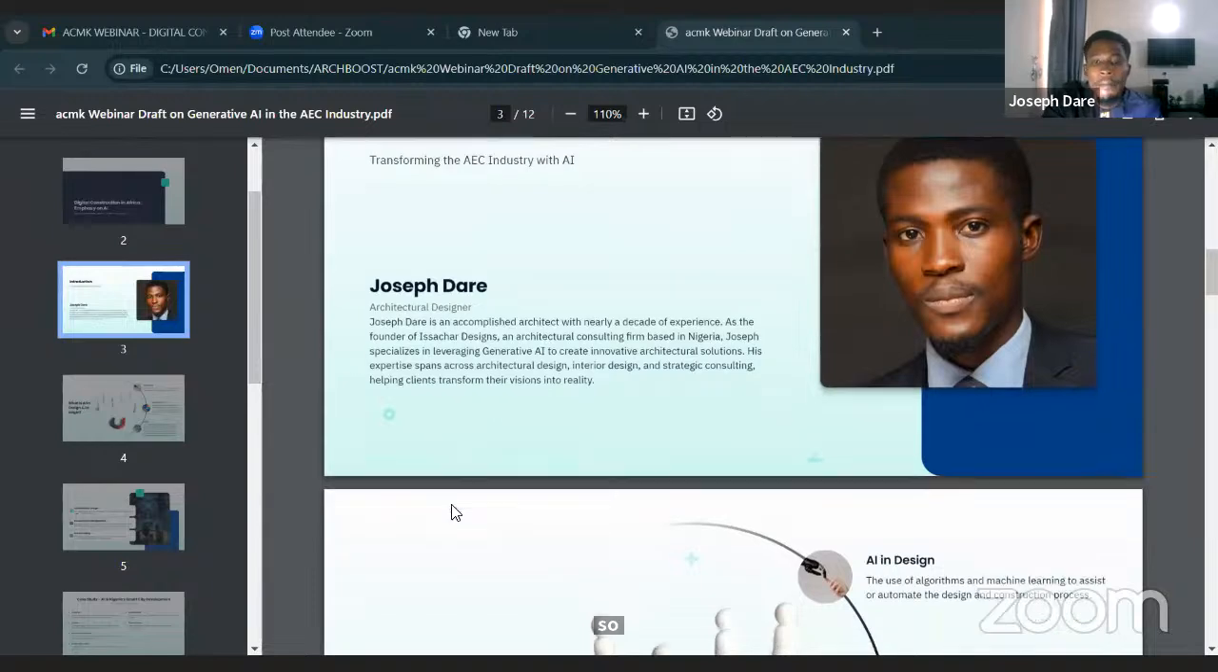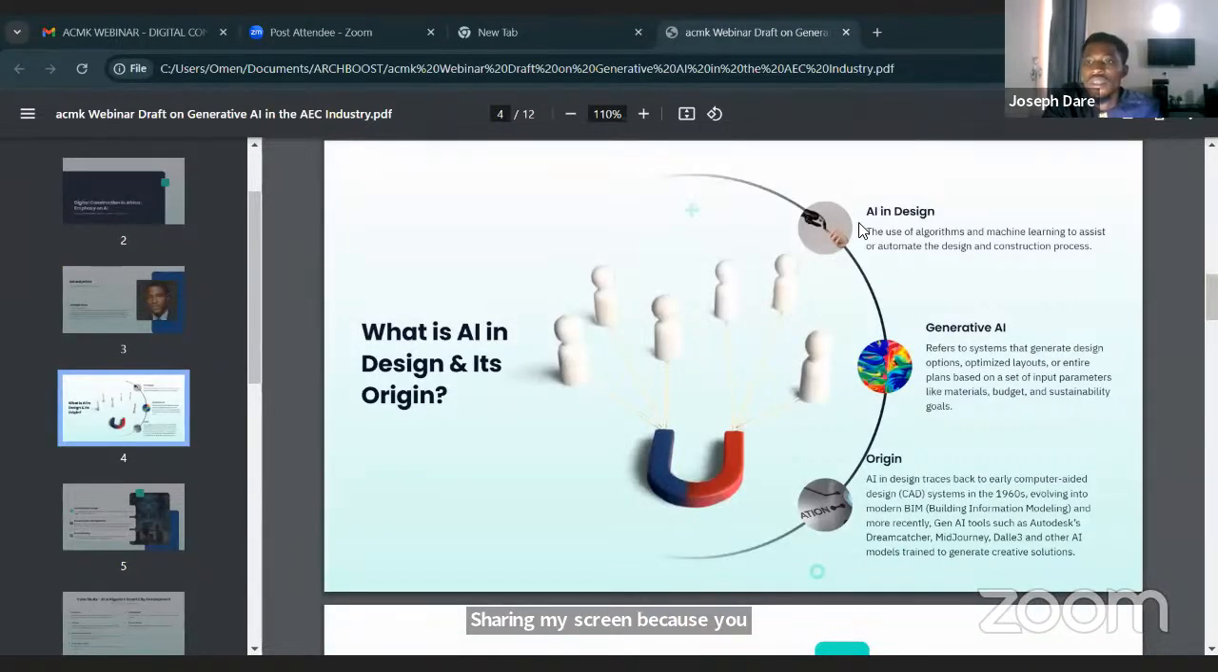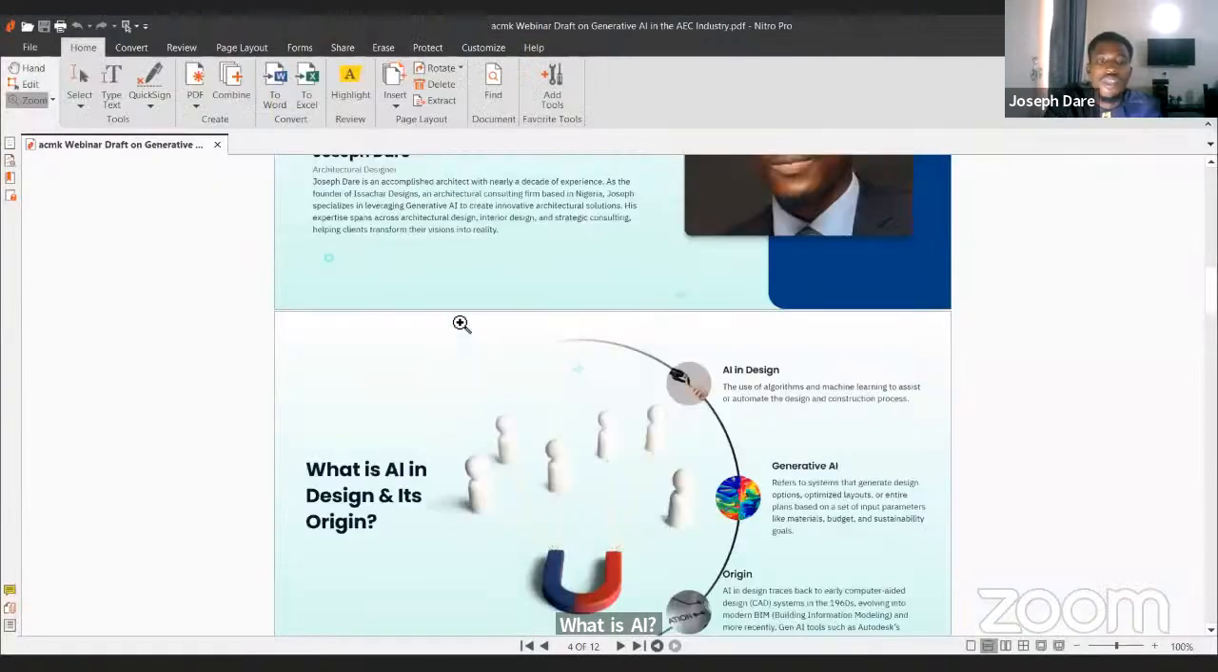Okay, so what is AI in itself? AI is just the use of algorithms and machine learning to assist or automate the design or construction process. What do I mean by that? It means using computer systems to make processes that take much time to be achieved in less time.